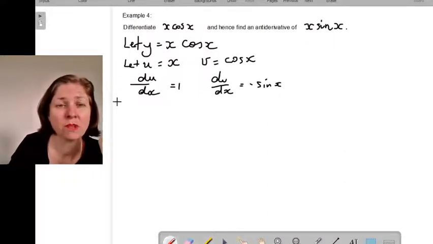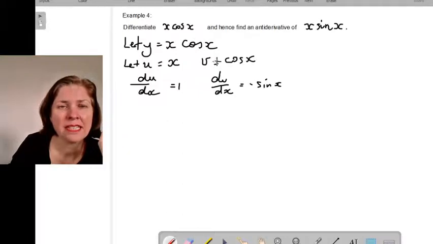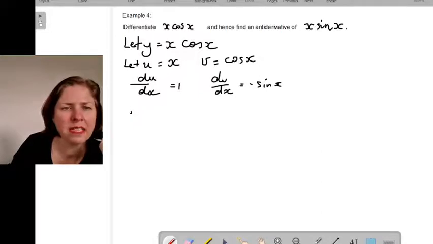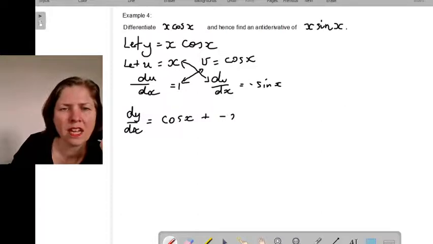Now what I need to do is use my product rule, which means that I basically multiply du/dx times v and dv/dx times u and add them together. So dy/dx is going to be this du/dx, 1, times cos x, and then I add this x times this negative sine x, which gives me negative x sine x.